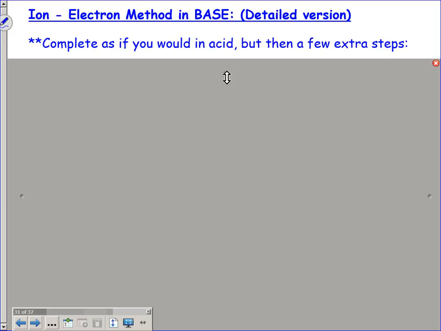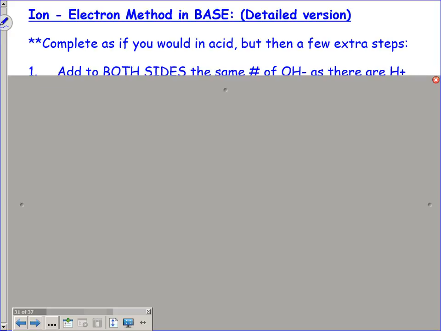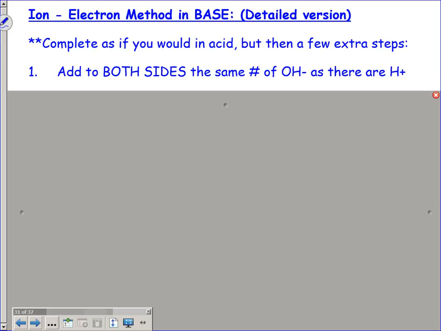So we're going to balance just like we would acid. When we get to the part where we've already added our H pluses, because we've mastered the acid balancing, right? If we've mastered that, then let's not reinvent the wheel. Let's just tack on a rule. So we're going to add the H pluses just like we've always done. But before we start combining and balancing, we're going to add just the same amount of OHs as we have H pluses.